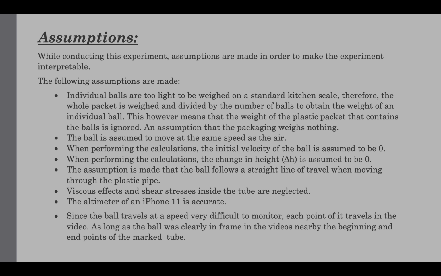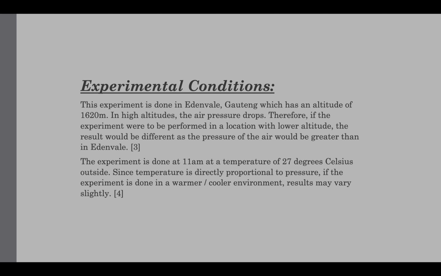Multiple assumptions were made in order to conduct this experiment. Some of the assumptions were that the ball is assumed to move at the same speed as the air inside the tube. Another assumption is that the initial velocity of the ball was assumed to be 0. There are many more assumptions that we made in order to conduct this experiment. Since this experiment has to do with pressure, we know that altitude and temperature affects pressure, which is why it is mentioned under experimental conditions.